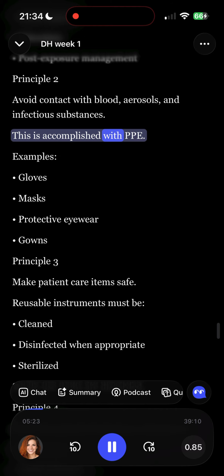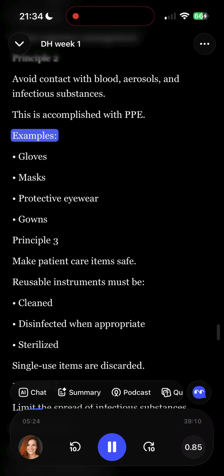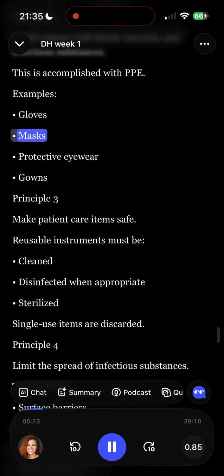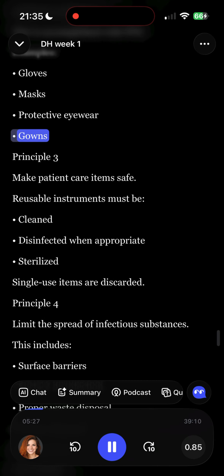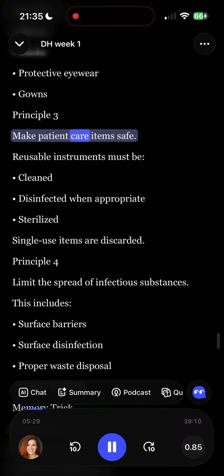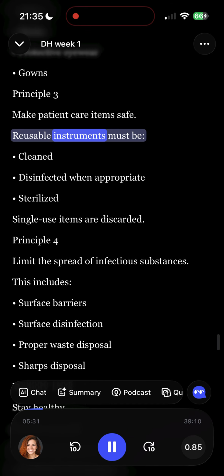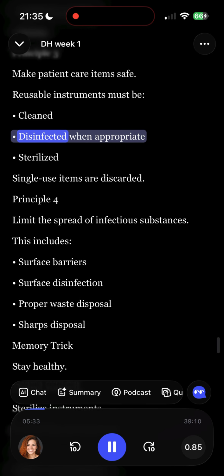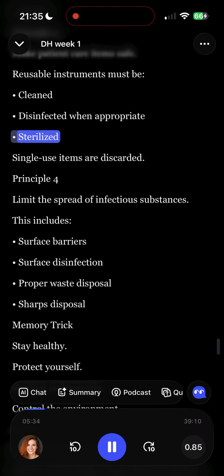This is accomplished with PPE. Examples: gloves, masks, protective eyewear, gowns. Principle 3. Make patient care items safe. Reusable instruments must be cleaned, disinfected when appropriate, sterilized.